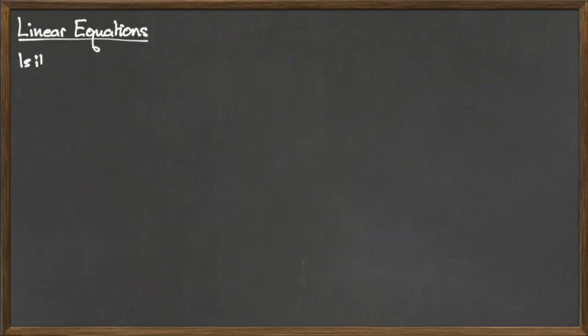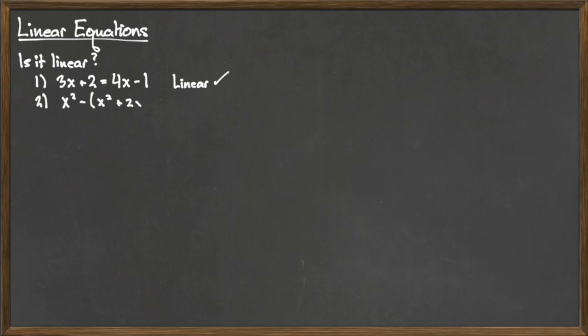Let's look at some other examples where we have to identify whether an equation is linear or not. 3x plus 2 equals 4x minus 1 is definitely linear. I only see one variable and it's raised to a power of 1. Next, let's look at number 2. x squared minus (x squared plus 2x) equals 2 minus 3x. Just because I see an x squared doesn't mean I automatically get to say it's not linear. What we'll see is that it actually cancels out.